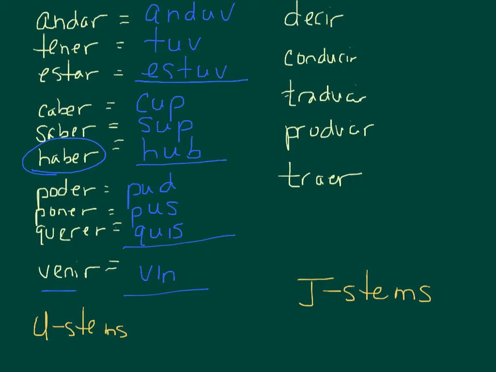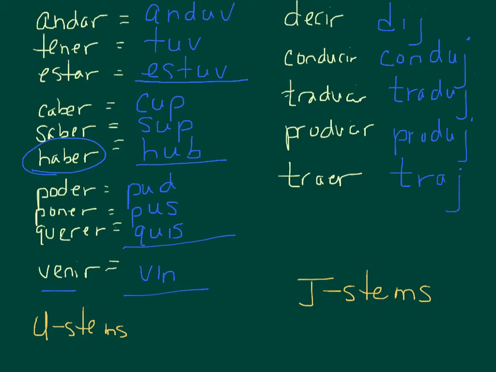Now, jumping over to the J stems, we have decir, to say or to tell, and its stem is dij. And when we actually conjugate these verbs, we're not going to pronounce that J because we don't do that in Spanish, but just for effect, to help us memorize them, I'm going to pronounce it here, so it's dij. Conducir is the verb to drive, as if you were conducting a car, and its stem is going to be conduj. We have traducir, the verb to translate, its stem, traduj. Producir, to produce, its stem is produj. And then traer, the verb to bring, is traj.